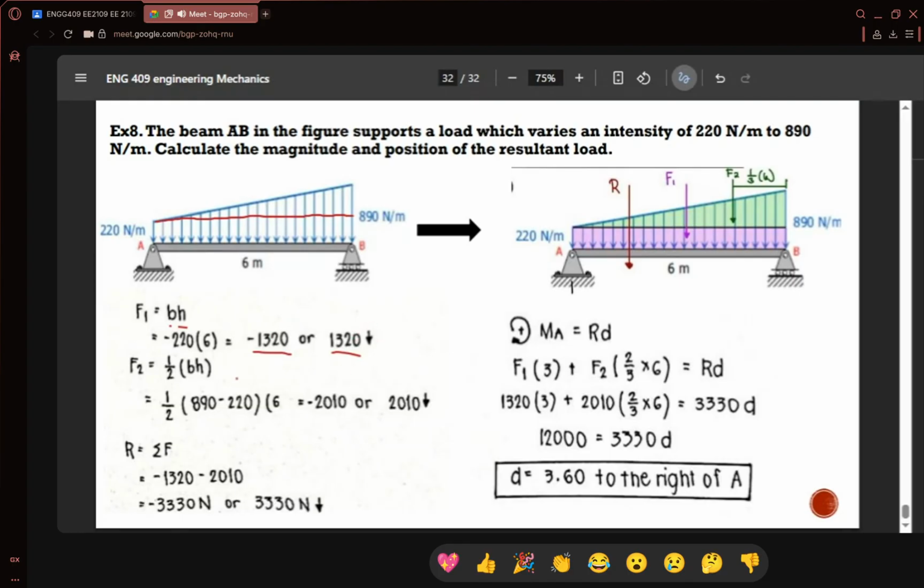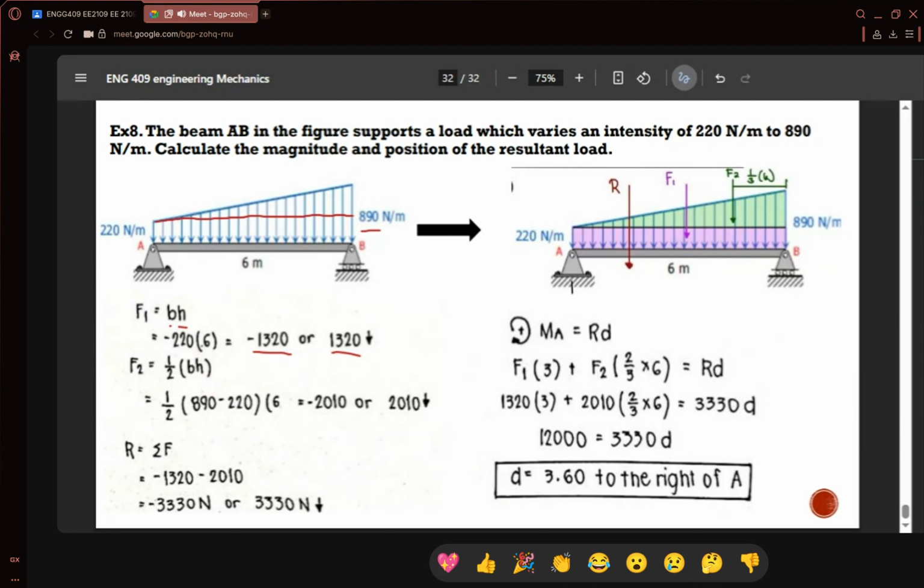Now for your F2, this one is a bit tricky because you're considering this triangle wherein the maximum height, your force is 890. But take note, you already took the rectangular part, so you'll have to subtract the 220 from the 890. I hope that's clear to you. So for this triangle, it's 1/2 base times height.